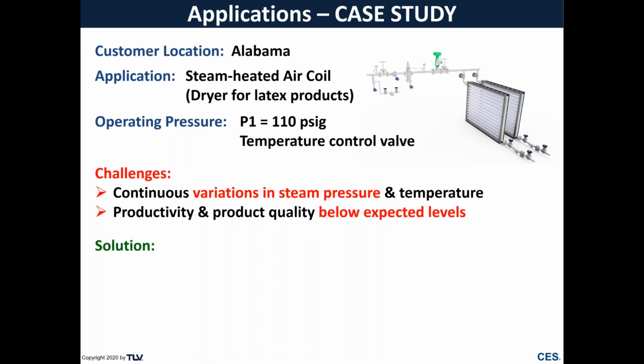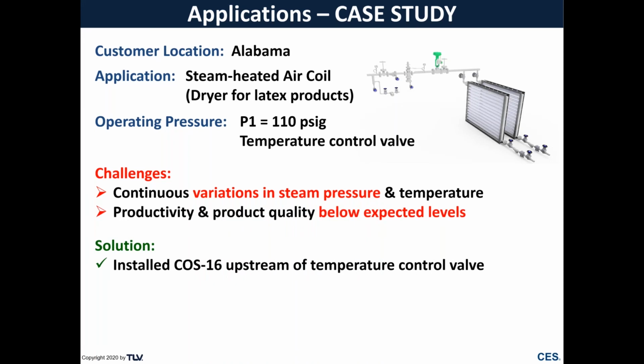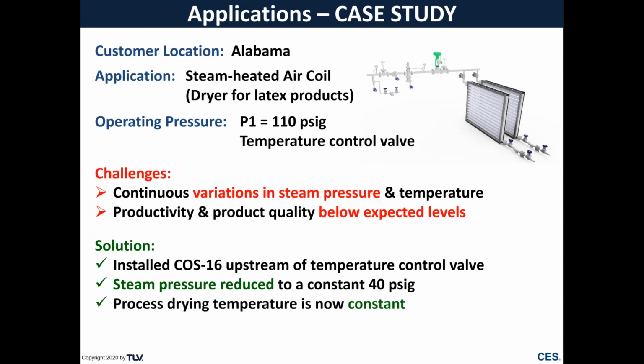The corrective measures included installing a COSPECT PRV upstream of the control valve and reducing the pressure to 40 psig. The drying time was able to be held to the desired level, enabling improvements in both product quality and production rate. There are many other examples like these where improvements in productivity, product quality, and reliability have been achieved by utilizing the 5-in-1 features of the COSPECT valve.